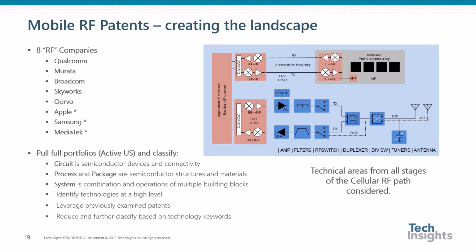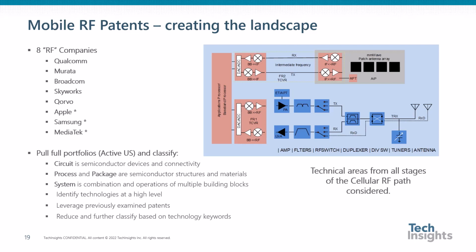So we have Qualcomm, who has a large presence throughout the entire handset from the antenna to modem. Murata, Broadcom, Skyworks, and Qorvo, who have a large presence within the front-end module and RF switch and filter sectors. There are some notable omissions, and there will be many other entities with RF-related patents. However, for the purposes of this exercise, I limited it to these 8 companies.